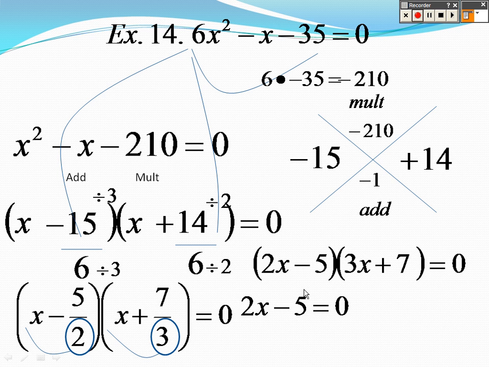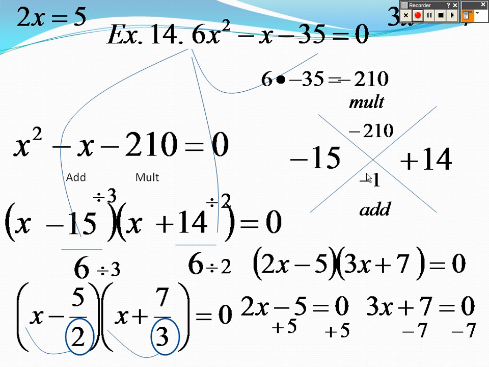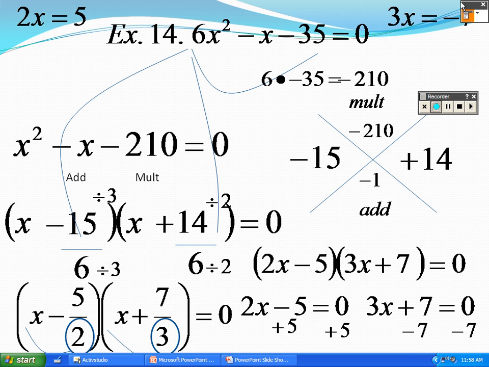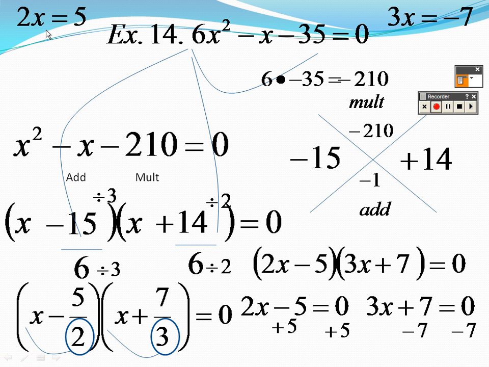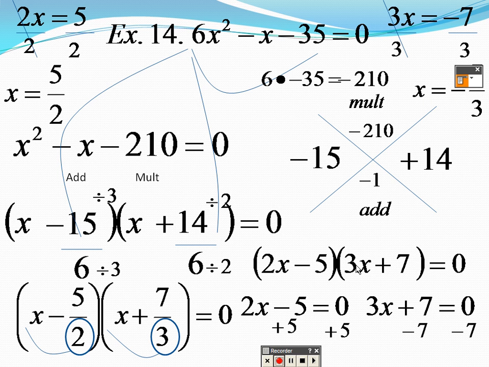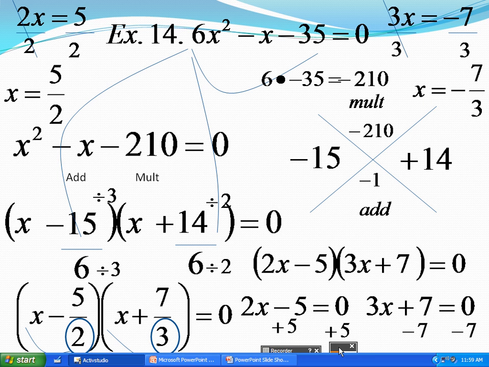So to find your answers, you set each of those equal to 0 and solve. So I'd add 5 to both sides and subtract 7 from both sides. And I'm finishing the problems up here. So I end up with 2x equals 5, so I divide both sides by 2. And I get x equals 5 halves. I would divide both sides over here by 3. And I get x equals negative 7 thirds. So x equals 5 halves and x equals negative 7 thirds are my two answers here.